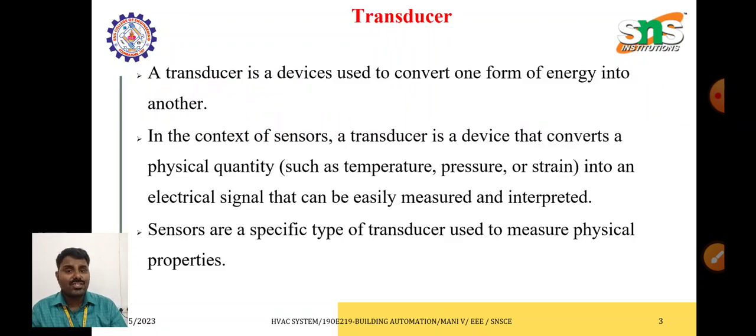And a transducer is also a device which is used to convert one form of energy into another form of energy. So here a sensor is sensing a physical property, a physical quantity, and it can be converted into some other form. But a transducer is generally used to convert energy from one form into another form. That is nothing but a transducer.